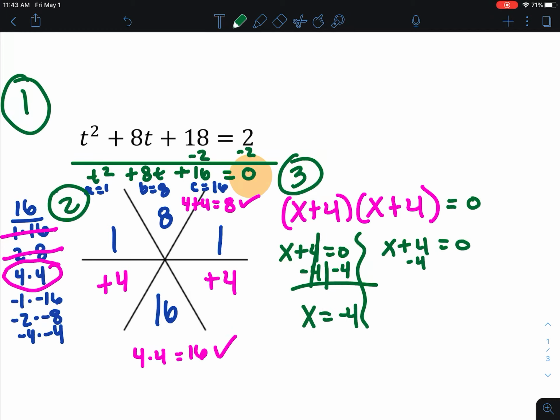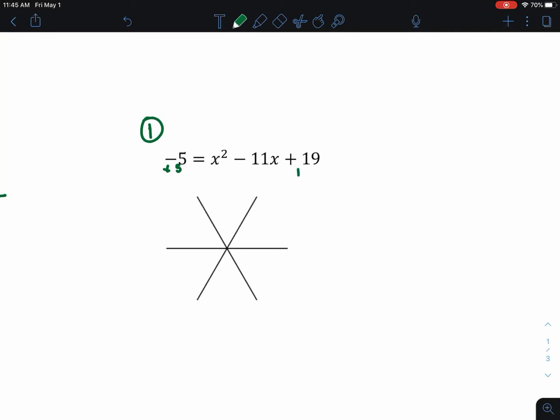Alright, try the next one on your own if you can. Step 1, make it equal to 0. So in this case, it equals negative 5, so I have to do inverse operations. The opposite of minus 5 is plus 5 on both sides. Notice I added the 5 to the 19 because those are like terms. Step 2 is the snowflake. C is 24.